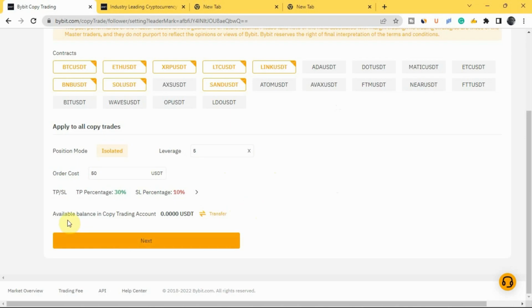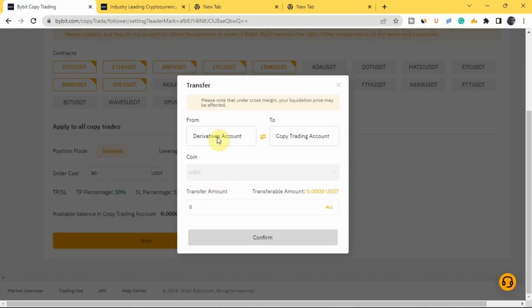And then the next thing is to see the available balance. In my available balance right here for copy trading, I have 0 USDT. If you want to transfer money, you come here to where you have transfer right here. You tap on transfer, and then you'll be transferring the crypto from your derivative account to your copy trading account.